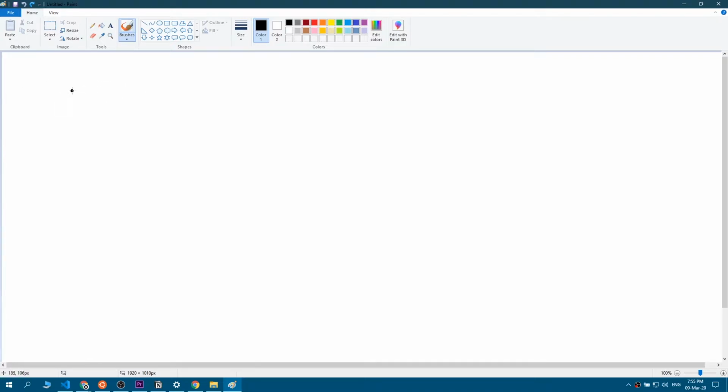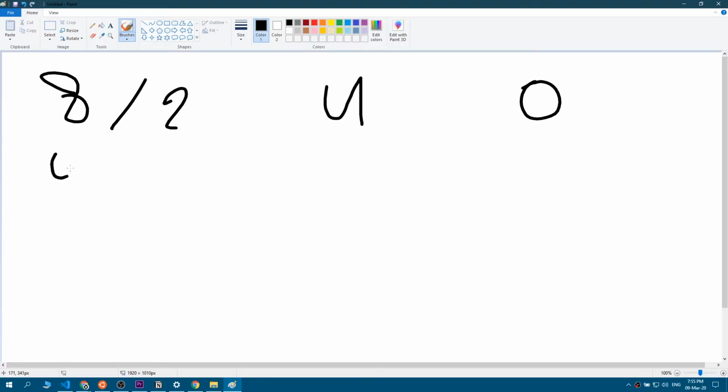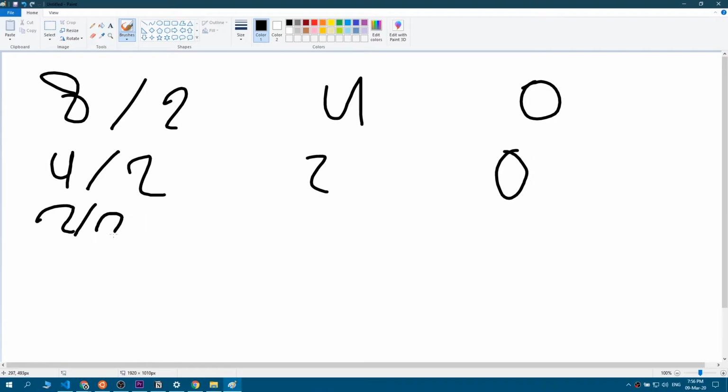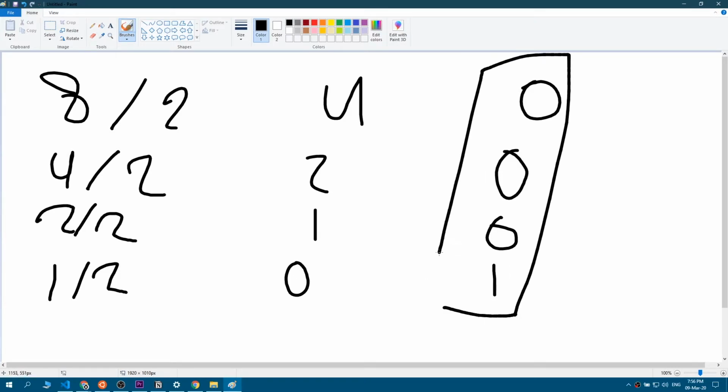So taking, for example, the number 7, or let's take something easier, the number 8. To convert this to binary, we divide it by 2. We get 4, remaining is 0. Then we take 4, divide it by 2, we get 2, remaining is 0. We take 2, divide it by 2. You see, we always divide it by 2 because we want to convert it to base 2. 2 divided by 2 gives us 1, remaining is 0. 1 divided by 2 gives us 0, remaining is 1. And that's our binary answer.